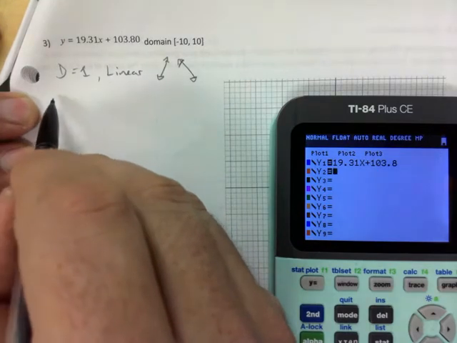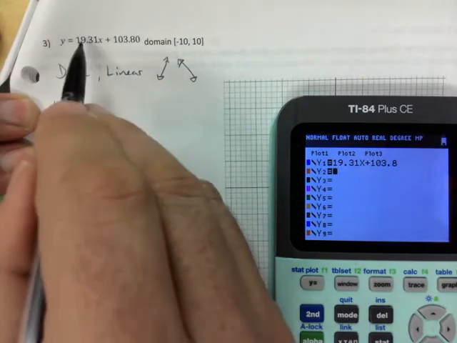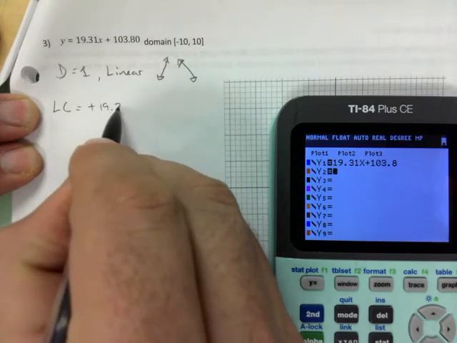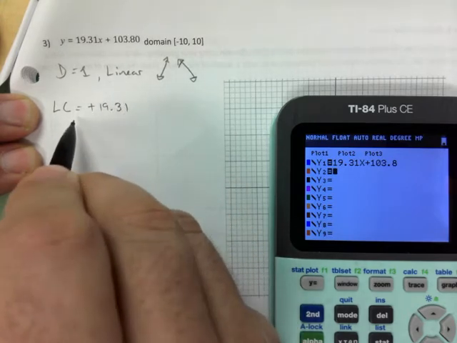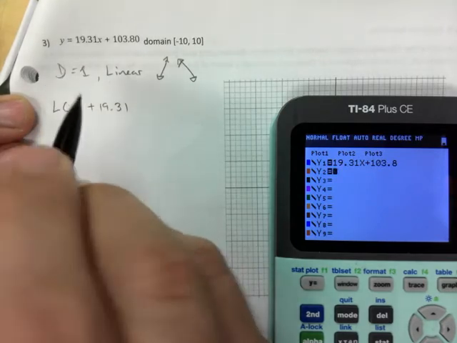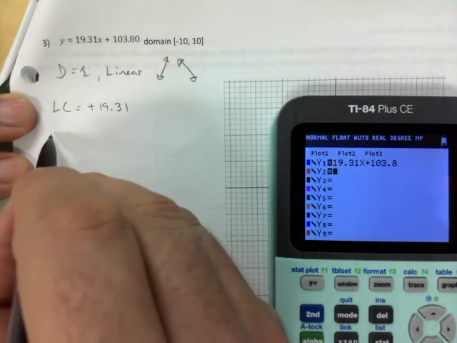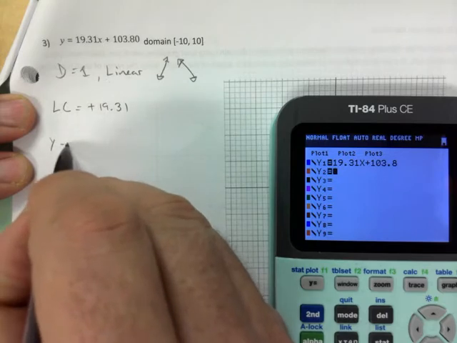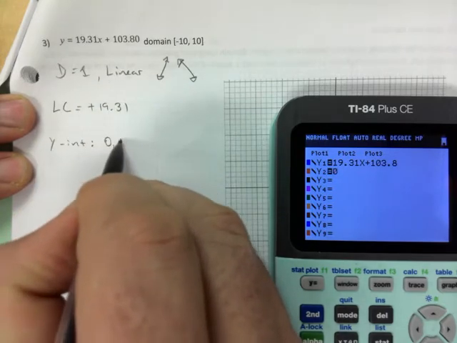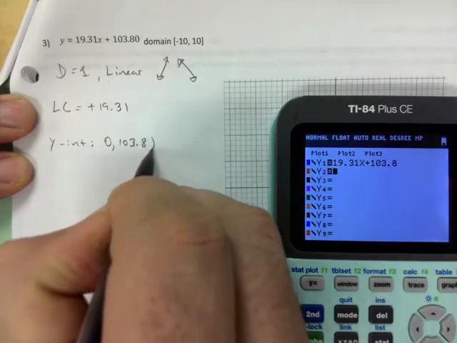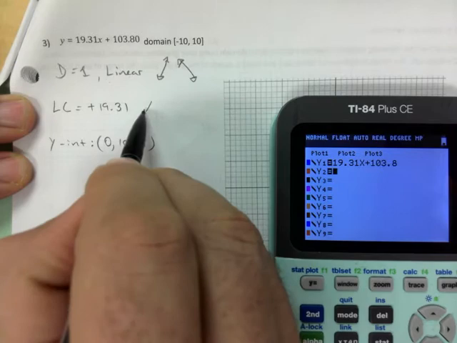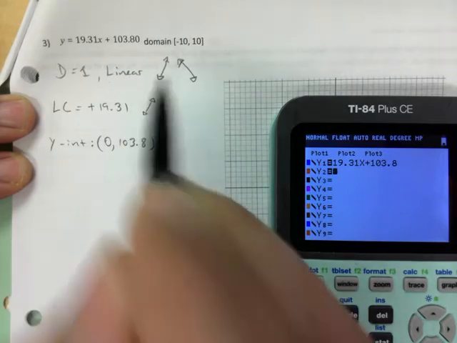Okay, then I look at the leading coefficient, and it is actually positive 19.31. That's also known as A, right? If I ever asked you for the value of A, that's the one. I know that the y-intercept is 103.8, right? And this, because it's positive, it tells me that the line, I'm expecting it to go this way.